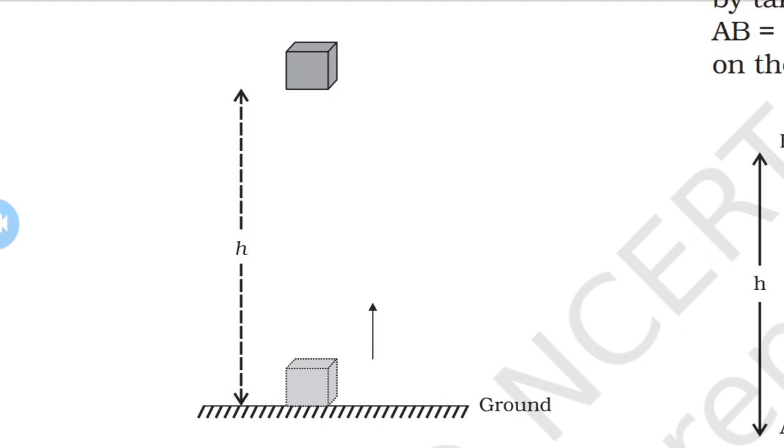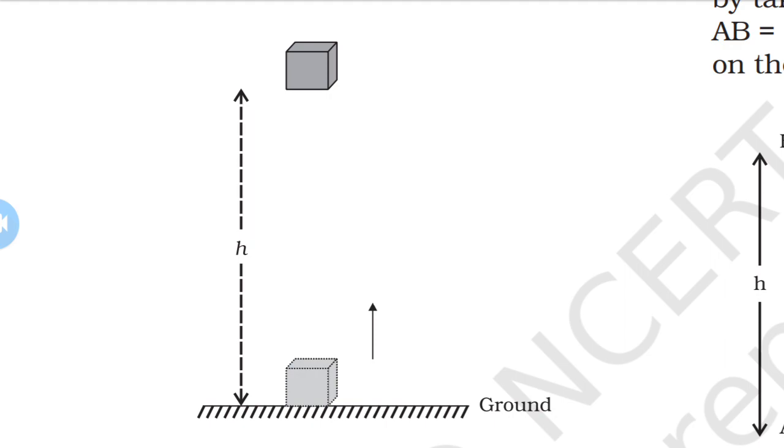Let us consider an object of mass m. This is one object, kept on the ground. Its mass is m, and let it be raised through a height h from the ground. A force is required to do this. The minimum force required to raise the object is equal to the weight of the object, mg. Let the work done on the object against gravity be w.